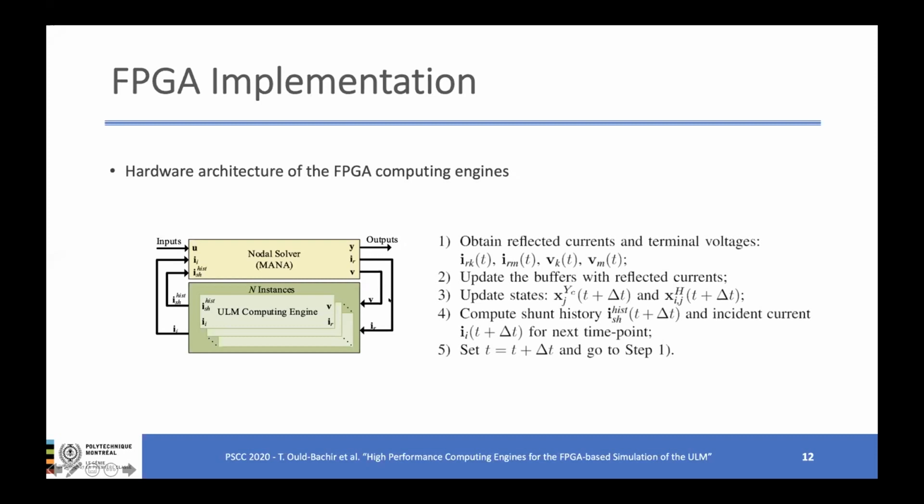These values, here we see a vector, are fed to n instances of what I call ULM computing engine. That is a computing engine dedicated to simulate one line. So we compute the reflected current and the voltages, we feed them to these engines, and these will send us the shunt history current and the incident current that will be fed into a buffer. So the algorithm reads as follows. We compute the reflected and the terminal voltage here. This is sent to update the buffer here for the propagation function and used to compute the history shunt and the incident current for the next time point. So there is an anticipation, and we can then move to the next time point of the simulation.